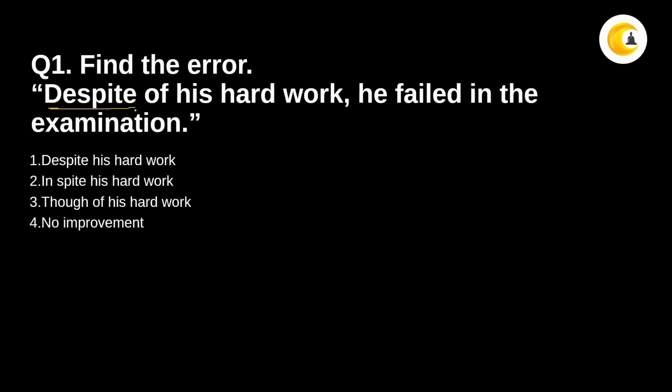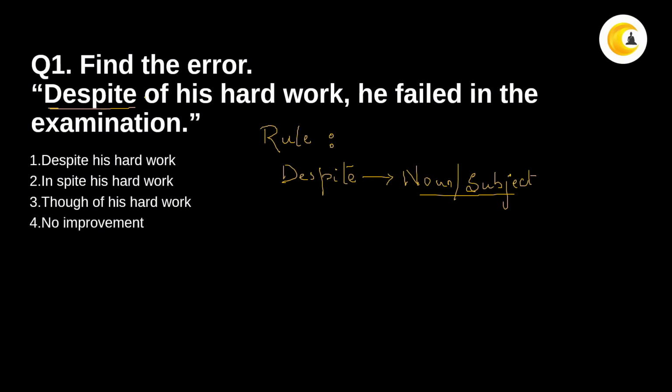despite. Now there is a rule. Remember, we are going to encounter a few rules, so just write down: the word despite is followed by a noun or a subject. It has to be a noun or a subject. So this 'of' is not a noun. It is not a subject. So you technically have to get rid of this 'of', because here you have the subject, 'his'. Despite his hard work, he failed in the examination.